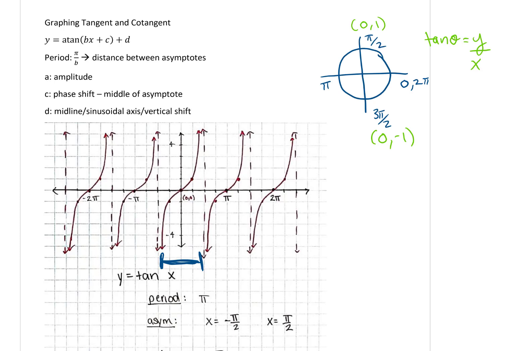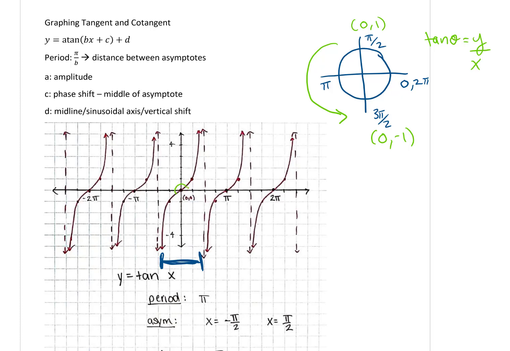So here's a visual of what I just discussed. At pi over 2 and 3 pi over 2, there is a distance of pi between those two angles. That is our tangent and our period. At pi over 2, we have 1 over 0, which is undefined. At 3 pi over 2, we have -1 over 0, which is undefined.